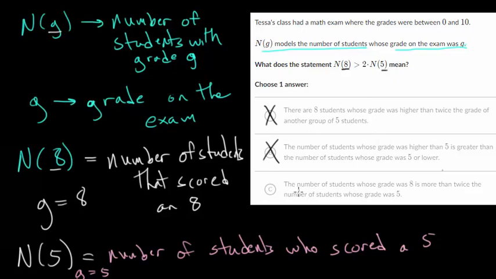And C, the number of students whose grade was 8, so that's what this means, is more than twice the number of students whose grade was 5. So that's the number of students whose grade was 5. We're doubling it, so it's twice that amount. But the number of students whose grade was 8 is bigger than that, is bigger than twice the number of students whose grade was 5. So it looks like choice C is the correct answer here.